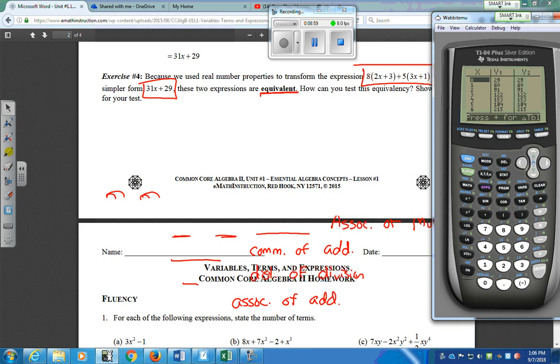Now you could also, if you had the graphing ability, if you look at the graph, you could use the graphs. If the graphs are the same exact graph, same thing. They would be equivalent. So when it says how can you test that equivalency, you can use the graph function or the table function in the graphing calculators.